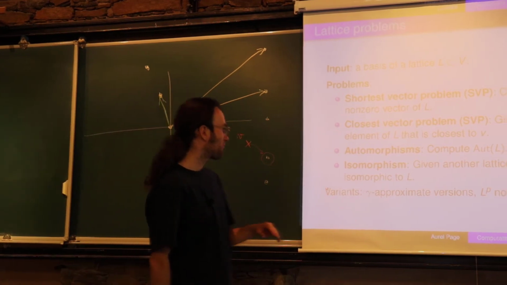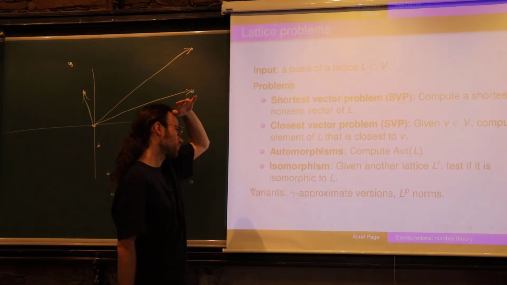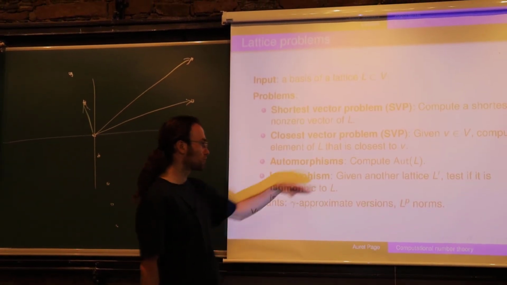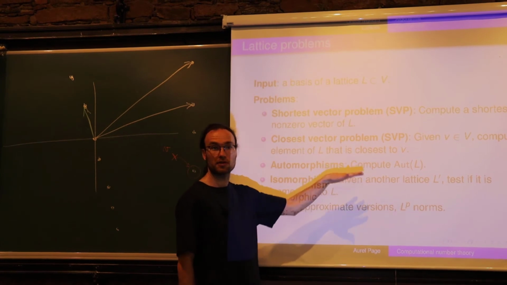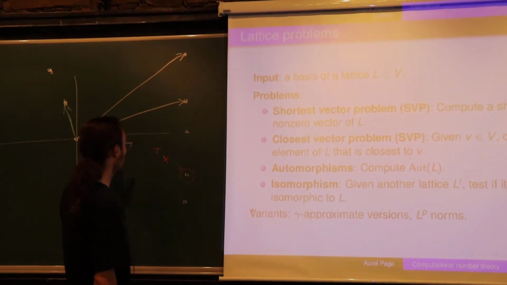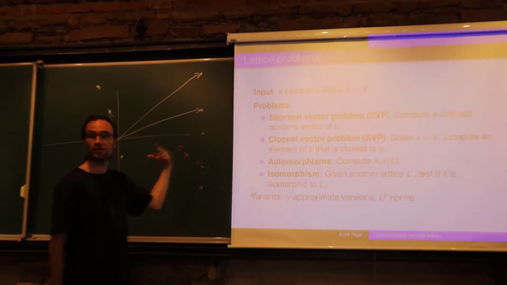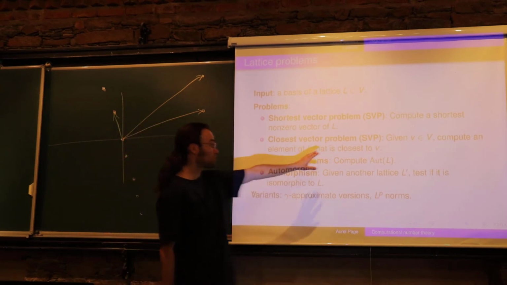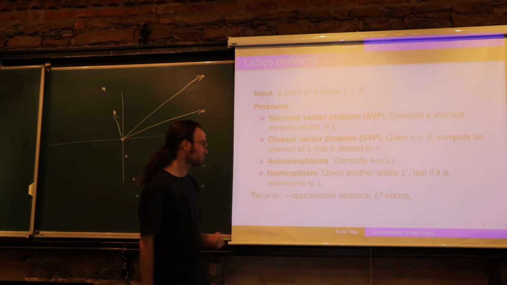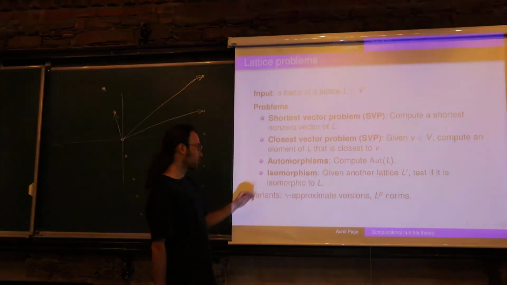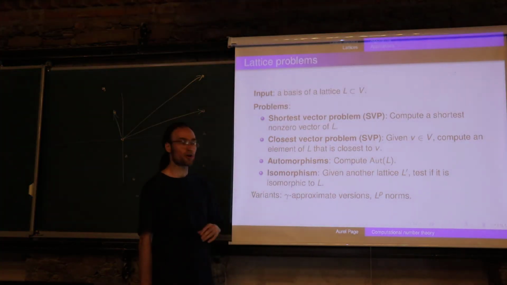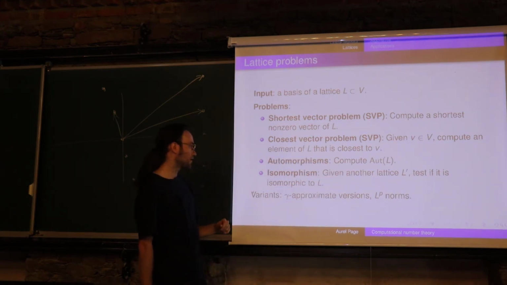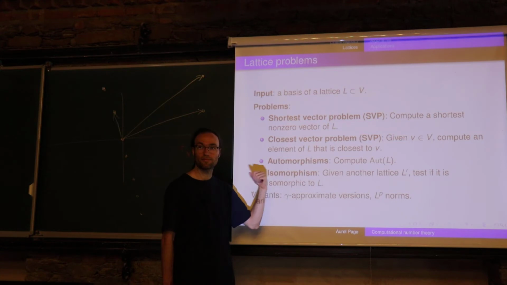Then another type of problem that you may want to solve is to compute automorphisms of a lattice. So automorphisms in the sense of morphisms, as I told you: linear maps that preserve the lattice and the metric, the Euclidean norm. So that's going to be a finite group. And closely related, the isomorphism problem: you're given another lattice and you want to know if it's isomorphic to L.